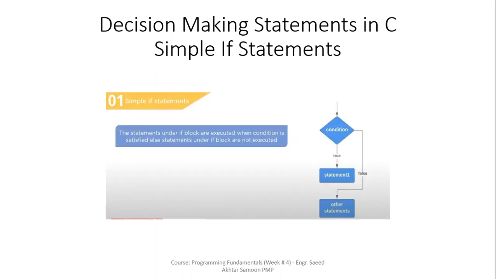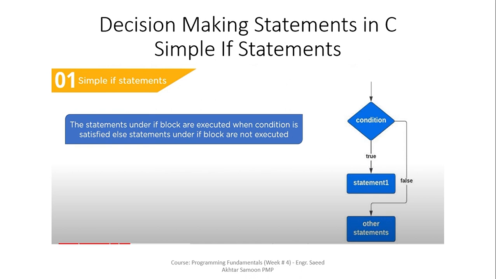So we'll start with simple if statement. The definition of this is the statements under if block are executed when condition is satisfied. Else statements under if block are not executed. So that means there is only one path. So if this condition is true, then follow this path. If this condition is not true, nothing is defined. So that means the programmer only wants to take this decision that if this condition is true, then you should follow this path. We'll see this in a sample code and also when it runs on a computer.